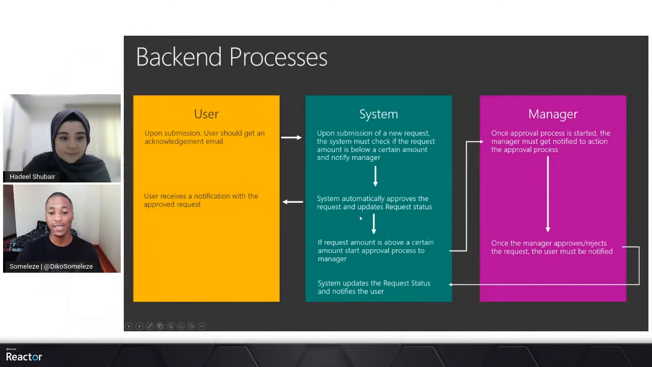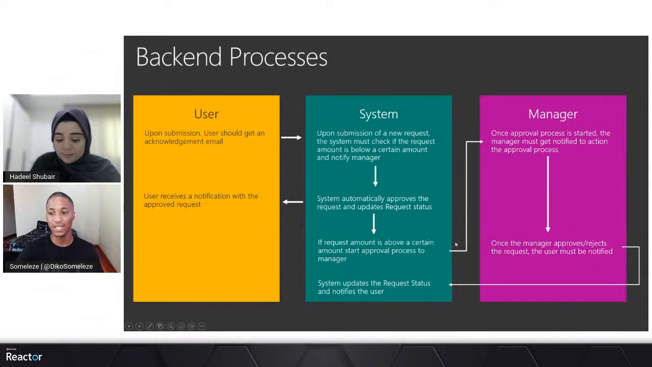And then now, if it happens that the system checks that the request is above a certain amount, then the system needs to start an approval process to the manager so that the manager can approve or reject. So let's say, for example, I have submitted a request and it's below 14,000, then the system will automatically approve that request and then send me that notification that it has been approved. But if it's above 14,000, then it needs to send it to my manager so that my manager can action that specific request and then approve or reject it. So how does that happen?